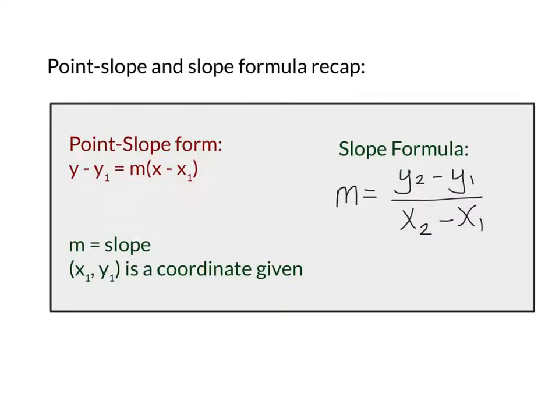So here's a recap of point-slope form and the slope formula. Today we're going to be taking two different points and we're not given a slope. So we have to figure out the slope using the slope formula. If you remember, the slope formula is m equals y2 minus y1 over x2 minus x1. I always call this the change in y over the change in x. How much does y change and how much does x change? Then you put the change in y over the change in x, and then you simplify and solve for the slope.